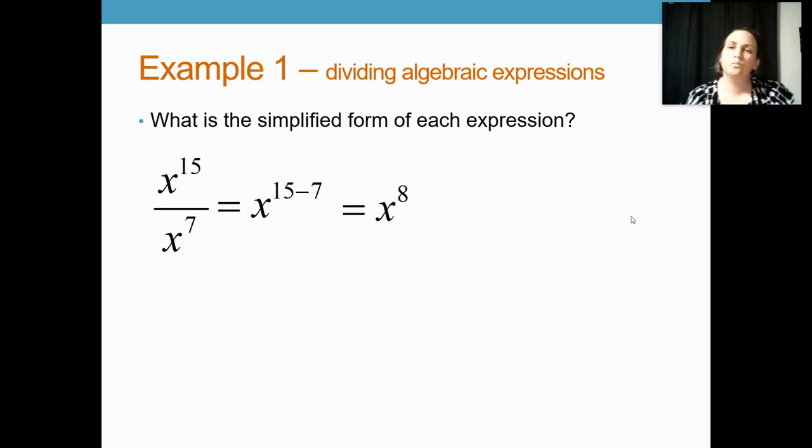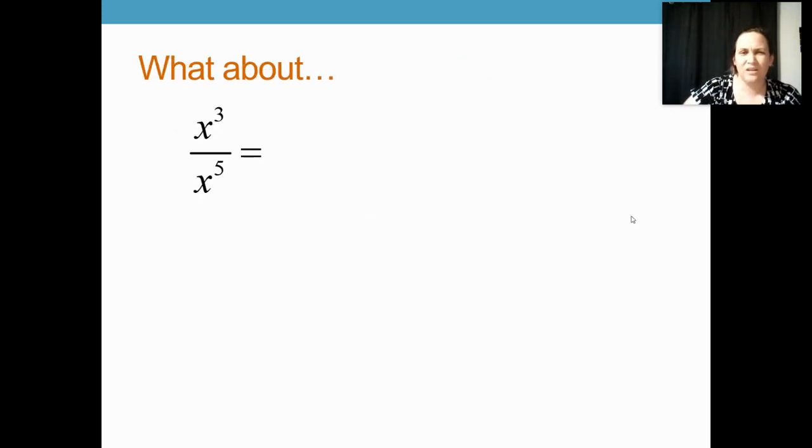Now, how will this change if my larger exponent is on the bottom of the fraction? How will that be different? So I kind of don't want to do 3 minus 5. 3 minus 5 is going to be negative, and that's not very cool. So let's get that visual again. Let's see what's actually happening.